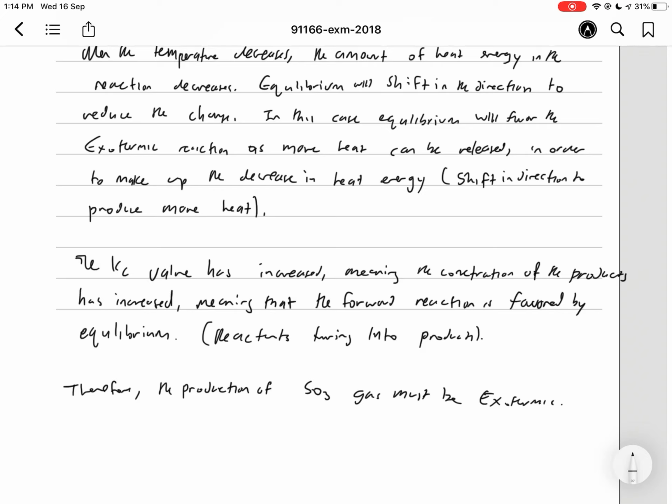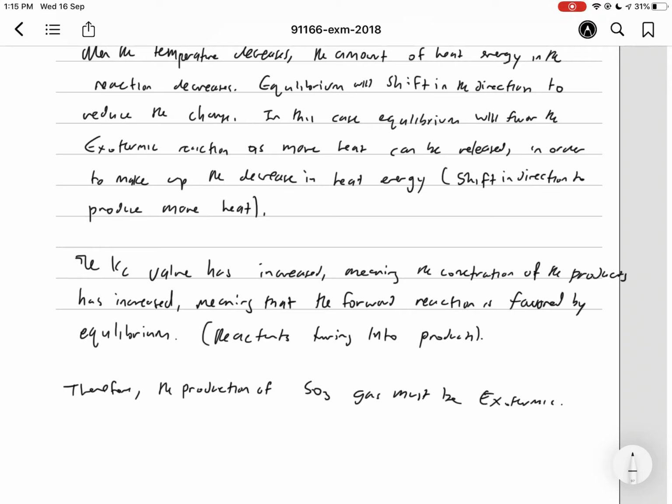So in terms of marking schedule, you need to say when the temperature decreases, that means the amount of heat energy decreases, and the equilibrium will shift in the direction to produce more heat, will favor the exothermic reaction to make up some of the decrease in the heat. And that's our first part. Okay, that's our part number 1.